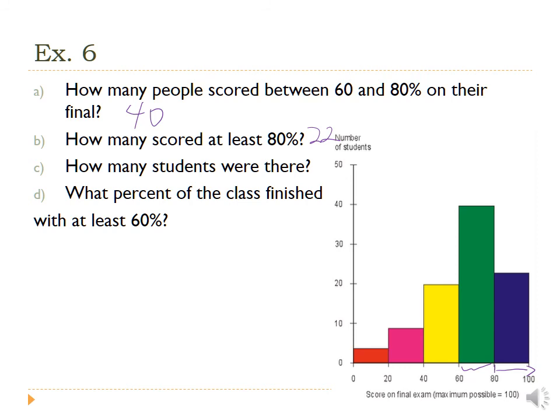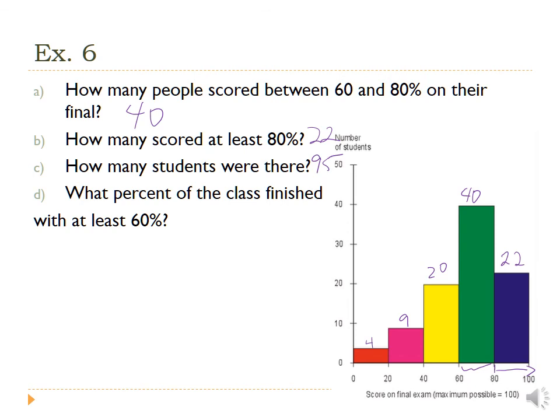How many students were there? So again, I like to write the numbers on the bars. We just said that was 22. We said that was 40. That's 20, we'll say. That's 9, and we'll say that's, I don't know, 4. So if we add those all up, 4 plus 9 plus 20 plus 40 plus 22, 95.